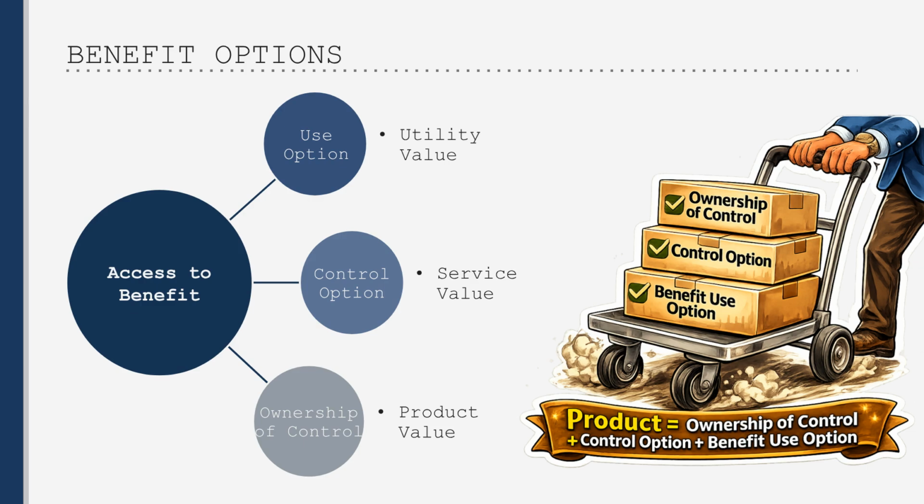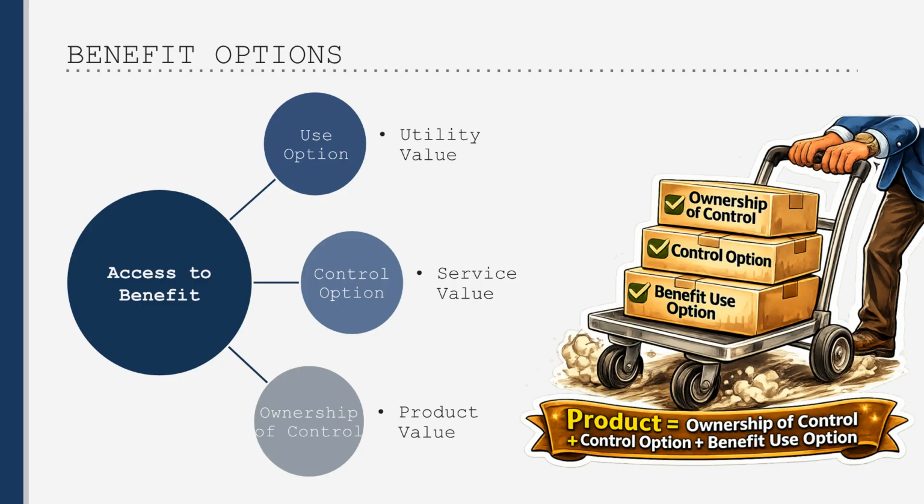If you hold the use option, you have utility value. That means you personally enjoy the outcome. If you hold the control option, you have service value. You decide who gets to use the benefit. If you own the control, you have product value. You decide who controls the use. In simple terms, you control the controller.